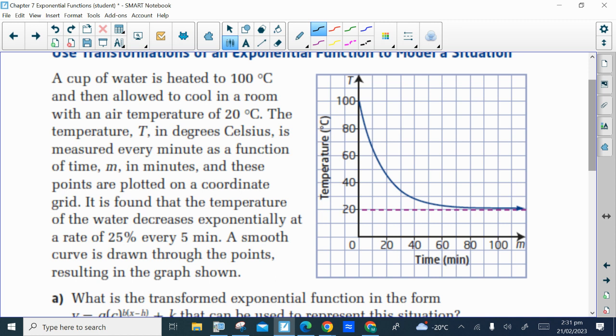degrees. And the reason for that is it says that the water decreases exponentially at a rate of 25% every 5 minutes, which means it's maintaining 75% of its temperature every 5 minutes. Losing 25% means you're maintaining 75%. So if you want to find your temperature every 5 minutes, you take 75% of the temperature of the previous 5 minutes. And when you take 75% of something, you're always going to get something. It'll never get to be 20. And we're going to see that when we get our equation here as well.